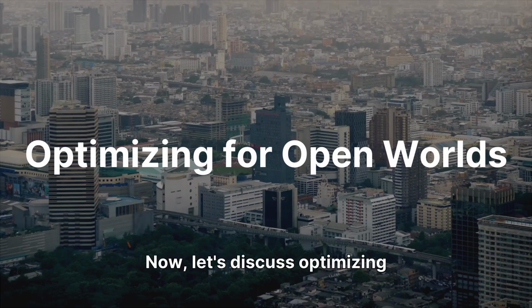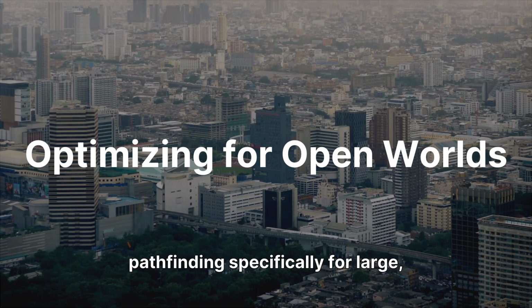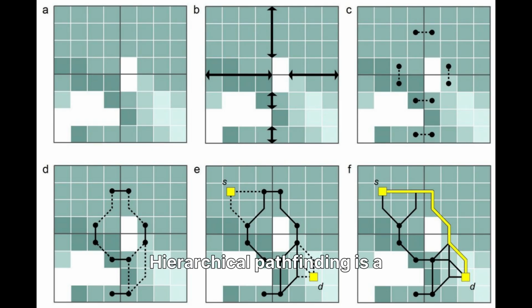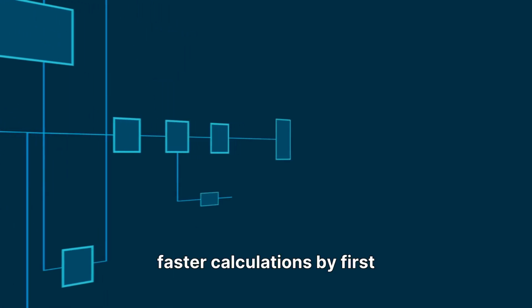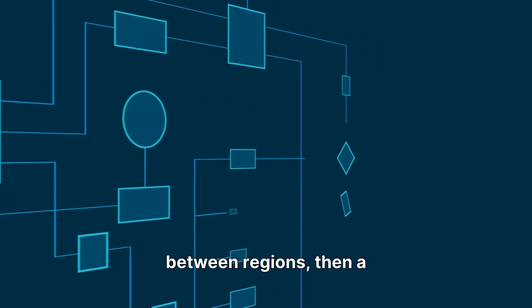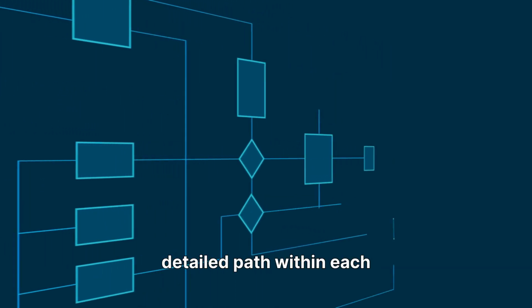Now let's discuss optimizing pathfinding specifically for large, open-world environments. Hierarchical pathfinding is a powerful technique that breaks down vast game worlds into smaller, more manageable sections. This approach allows for faster calculations by first finding a high-level path between regions, then a detailed path within each region.